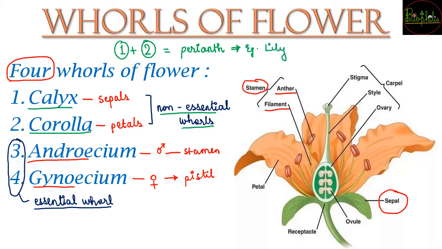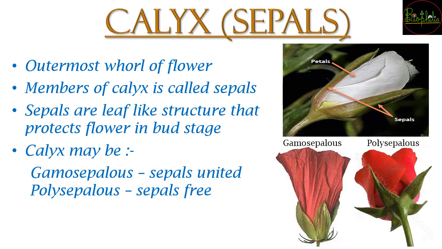So in lily's case, you can find that calyx and corolla are going to be combined together. So that was the introduction about whorls of flower. Now let's go deep into each of these whorls in detail. So the first whorl we will study is going to be about calyx, also having components called sepals.